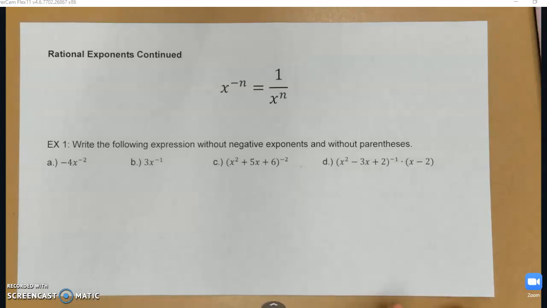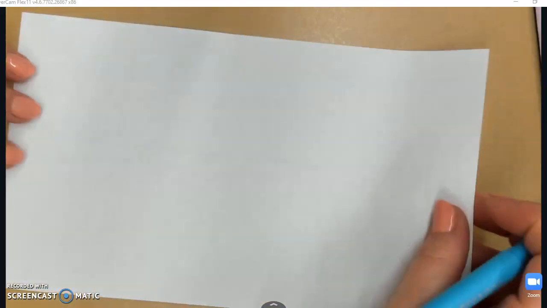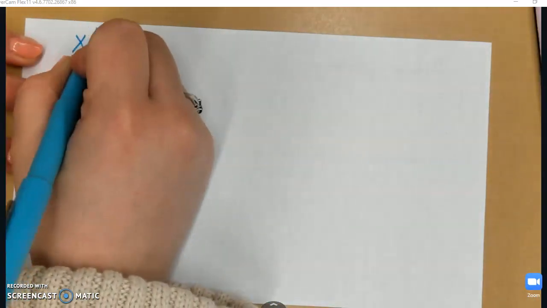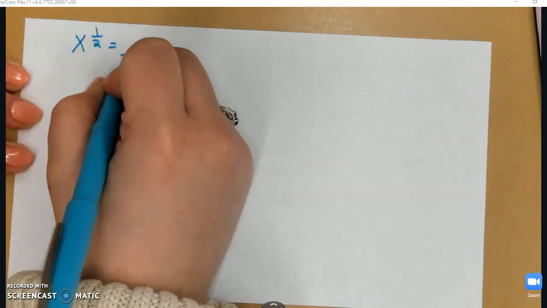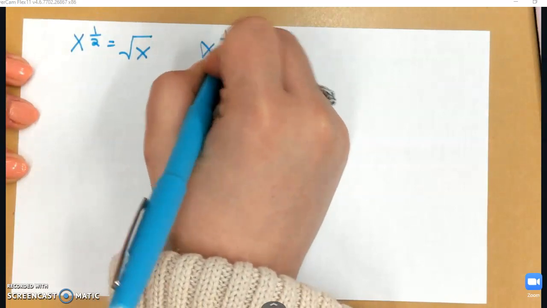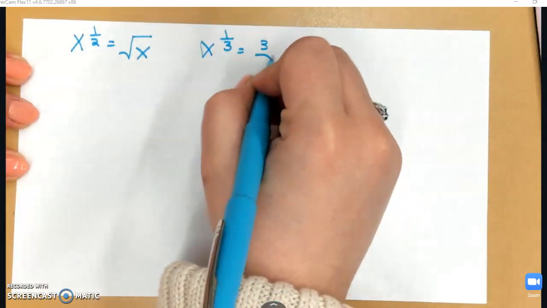Today we just have a quick little set of notes on some more rational exponents. Before we move on to the new stuff, let's just review what we have already established. Remember, if we have x to the 1/2, that's the same thing as the square root of x. If we have x to the 1/3, that is the cube root of x.